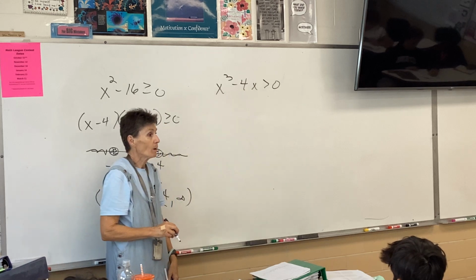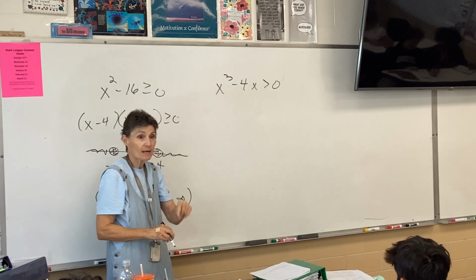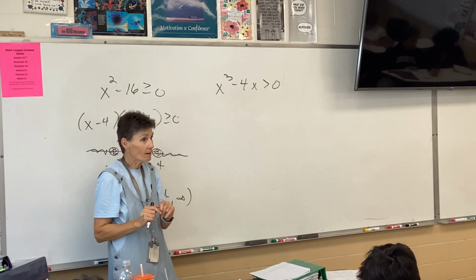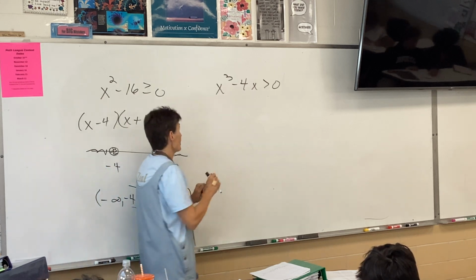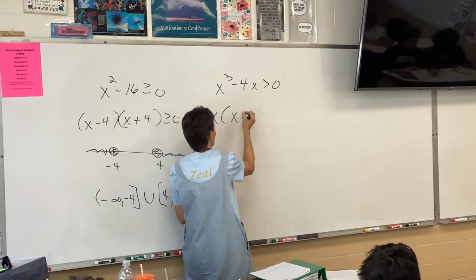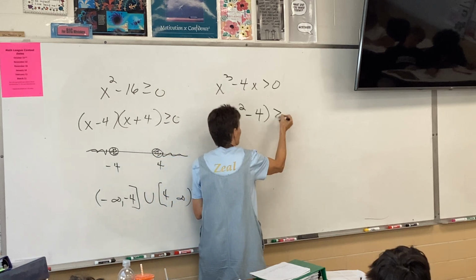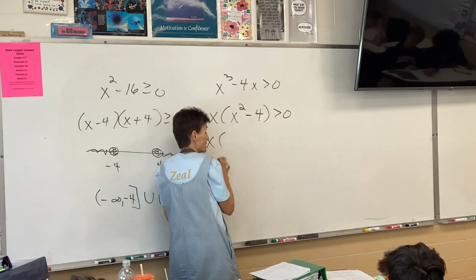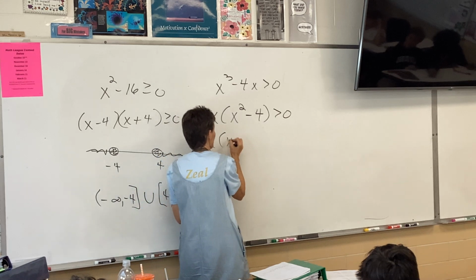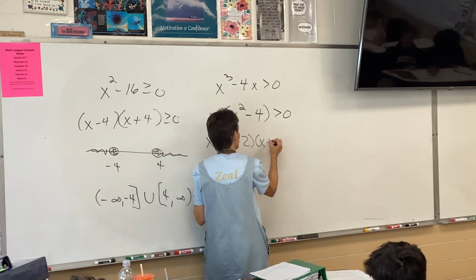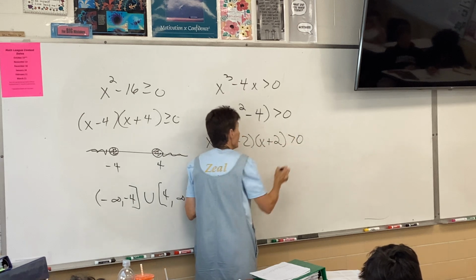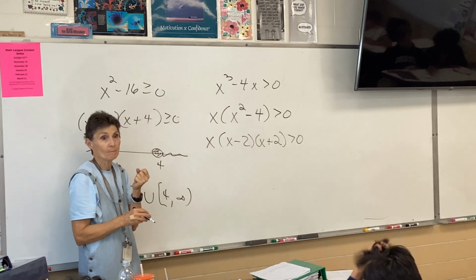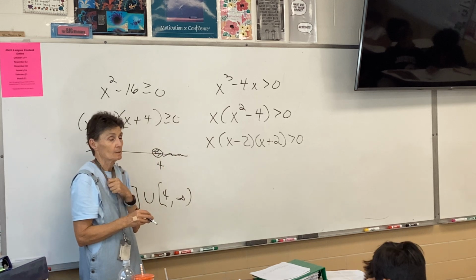Okay, so what? Take out an X. GCF. Anytime we have a GCF, we wanna pull it out. So, take out the X, and we're left with x squared minus 4. And then x squared minus 4 is x minus 2 times x plus 2. Now, do not lose the x. The x has to stay. It's part of the problem. We can't lose it.